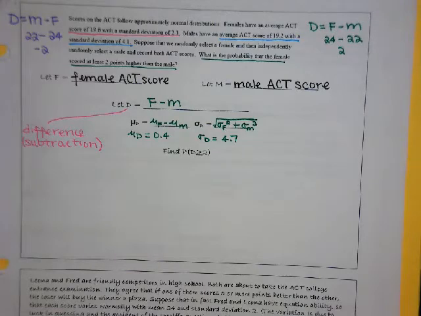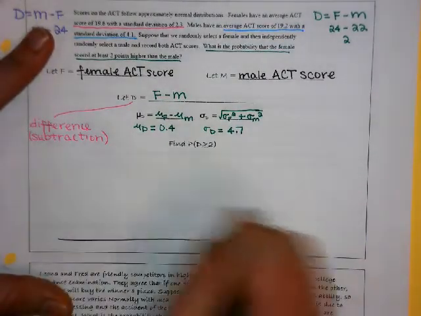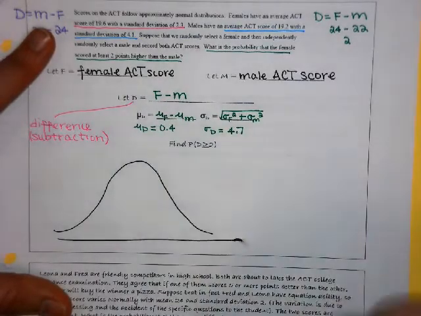That was a really bad normal curve, but we'll pretend it's good. So my mean is 0.4. I have a standard deviation of 4.7.